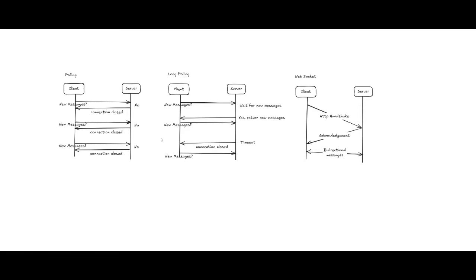In long polling, as you can see here, a client holds the connection open until there are actually new messages available or the timeout threshold has been reached. Once the client receives new messages, it immediately sends another request to the server, restarting the process. But it has a few drawbacks.